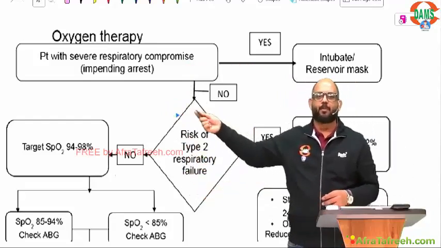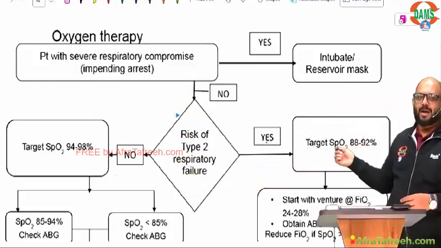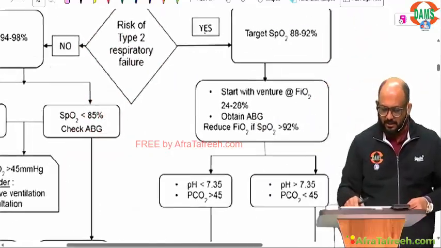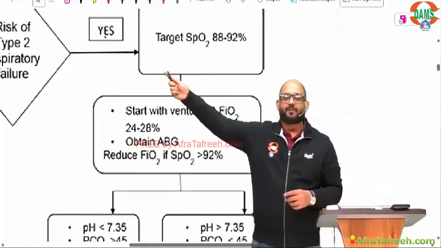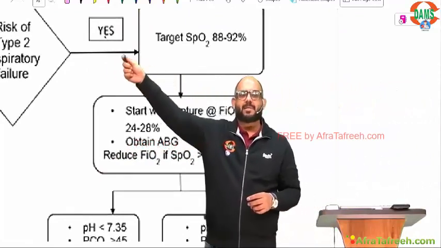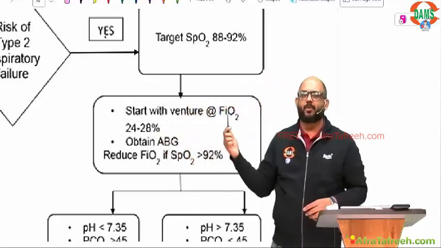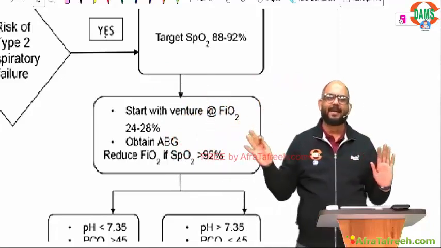If no, then you see, is there a risk of type 2 respiratory failure? That means there's a problem with CO2 elimination. If yes, then your target SpO2 is between 88 and 92%. If there is a risk of type 2 respiratory failure, that means it is a COPD patient, and you need to control the oxygen you give. Start with a Venturi mask to maintain a saturation above 94.